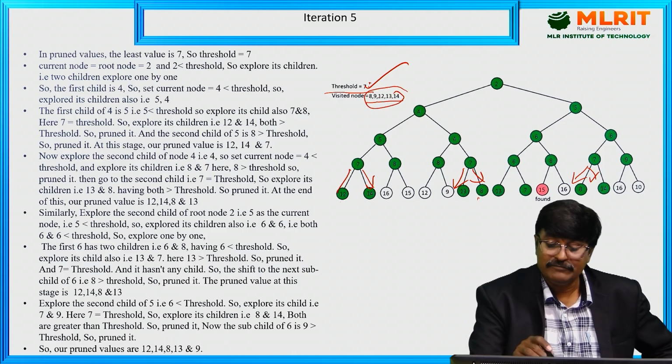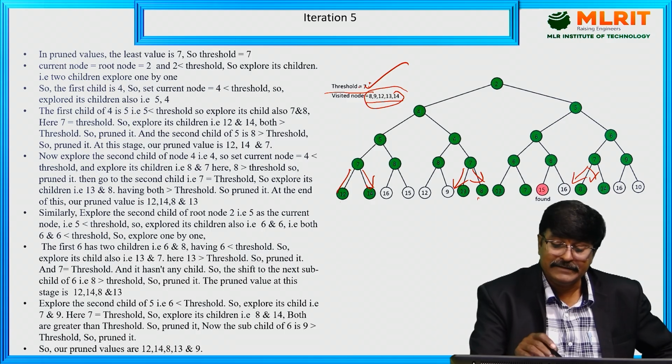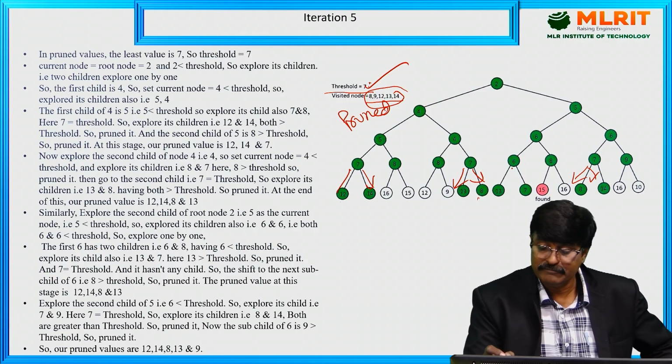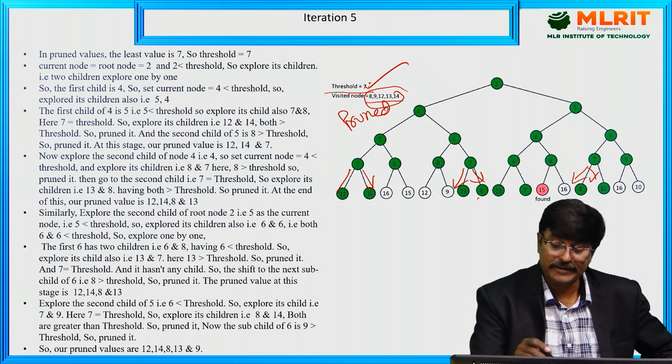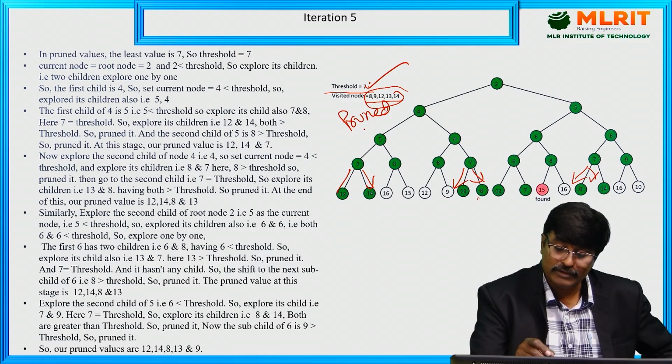When you compare them with the threshold, all of these are greater than the threshold value. If it is greater than the threshold value, you have to keep it in the pruned list. All these nodes we are keeping in the pruned list again. We check whether we have reached the goal node. No, we have not reached the goal node. Our goal node is 50. So again you keep all the visited nodes in the pruned list.